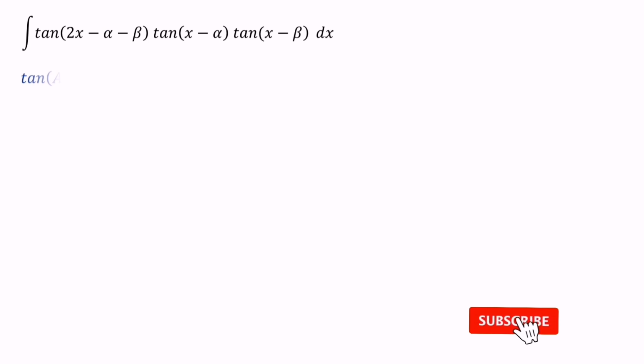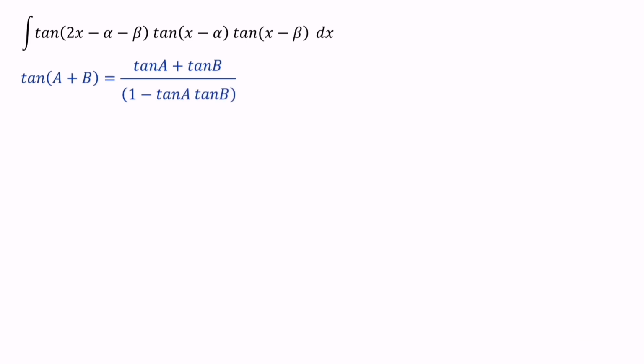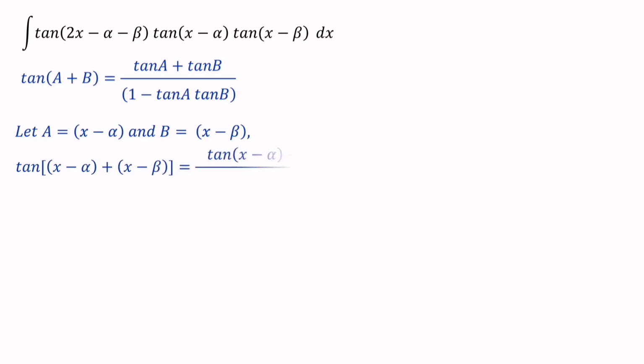tan(A plus B) we can write as tan A plus tan B over 1 minus tan A times tan B. Let A be x minus alpha and B be x minus beta. Then we can substitute x minus alpha and x minus beta for A and B respectively. Then we can write tan(x minus alpha plus x minus beta) equals tan(x minus alpha) plus tan(x minus beta) over 1 minus tan(x minus alpha) times tan(x minus beta).